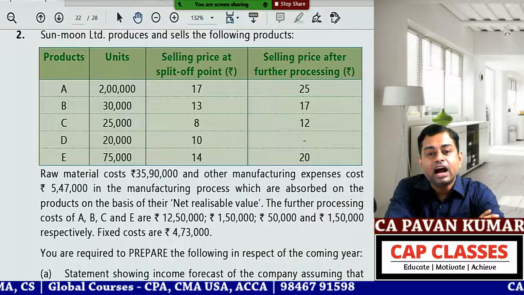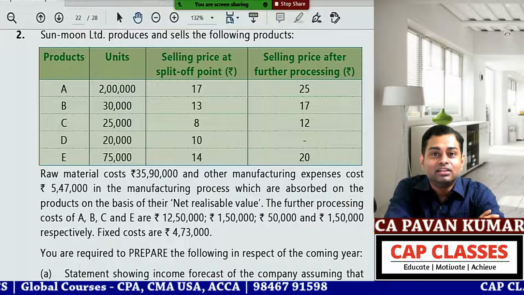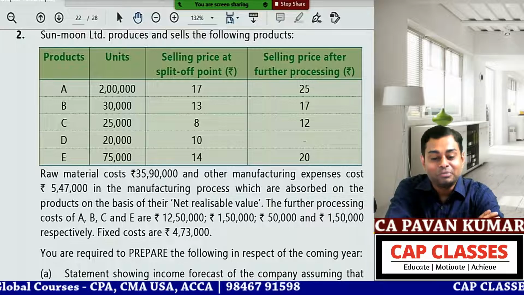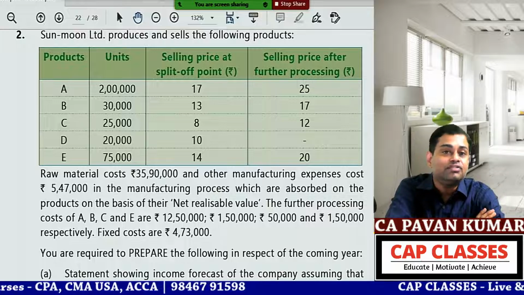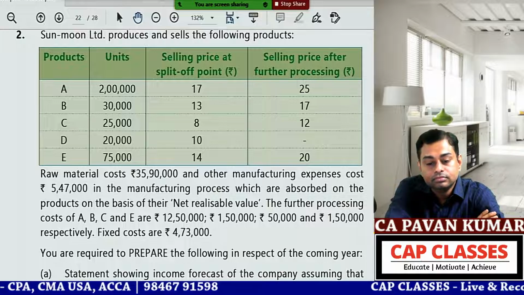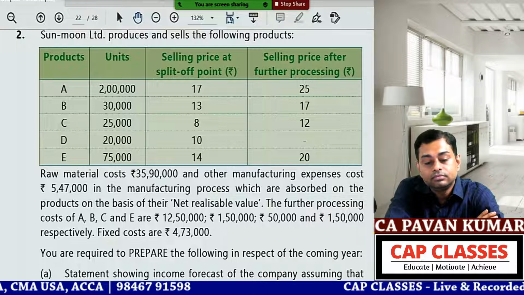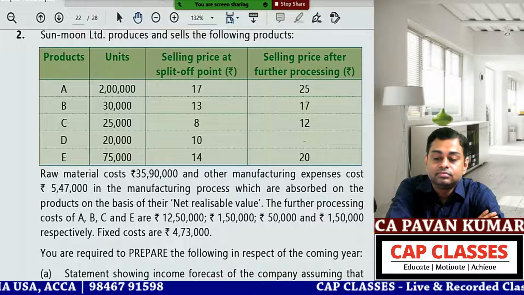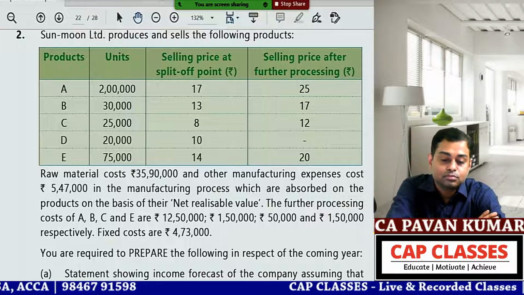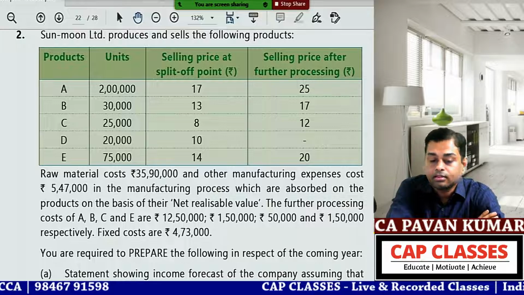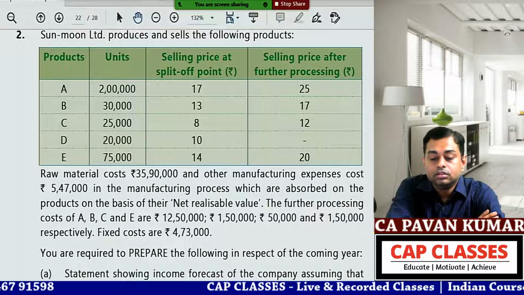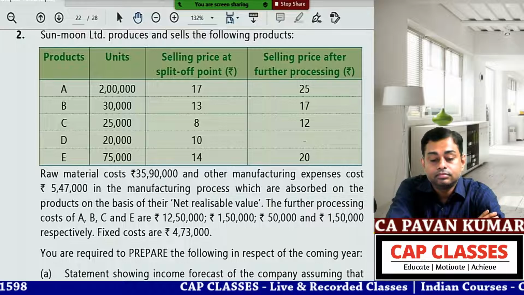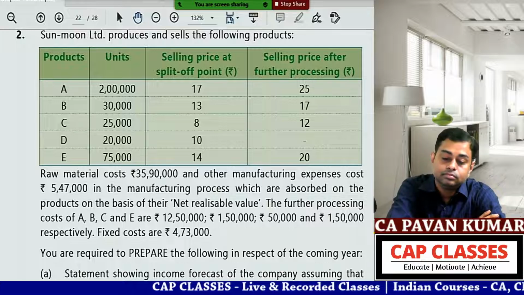It doesn't mean after further processing you will give it free samples. That means for product D there is only a sale price at split-off point, you cannot process it further. Next. Product E 75,000 units at split-off 14 rupees, after further processing 20 rupees. Raw material cost 35,90,000 and other manufacturing expenses 5,47,000 in the manufacturing process, which are apportioned on the products on the basis of their net realizable value.